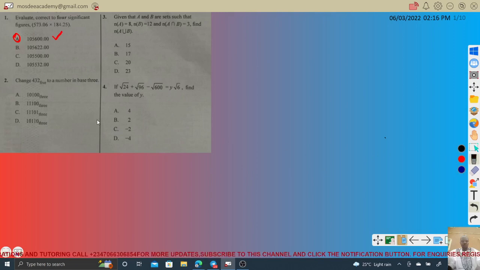The next one is we have to change 432 base 5 to a number in base 3. Let's use the primary school method or the junior secondary school method of converting this to base 10. I will do that very quickly. That is 4 times 5 to the power of 2 plus 3 times 5 to the power of 1 plus 2 times 5 to the power of 0. So I'm doing that directly. These 25 fours are 100. 100 plus 15 is 115. Then 115 plus 2 is 117 in base 10.